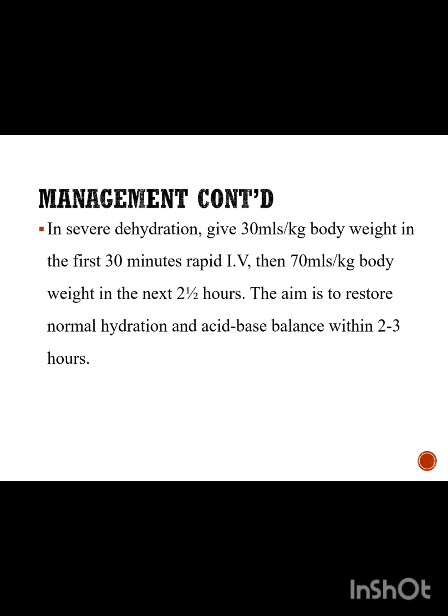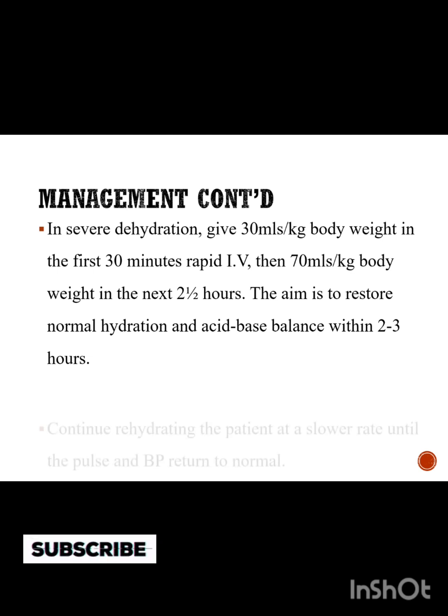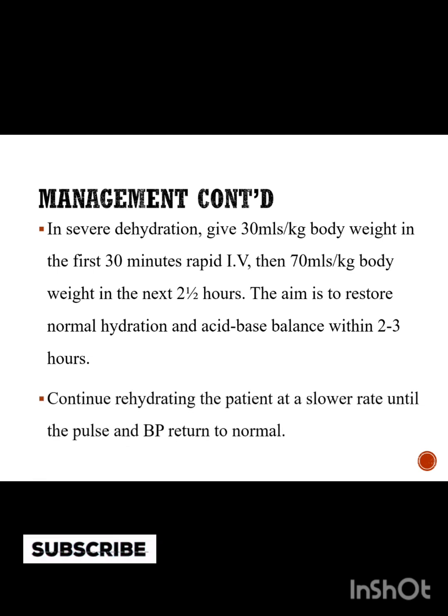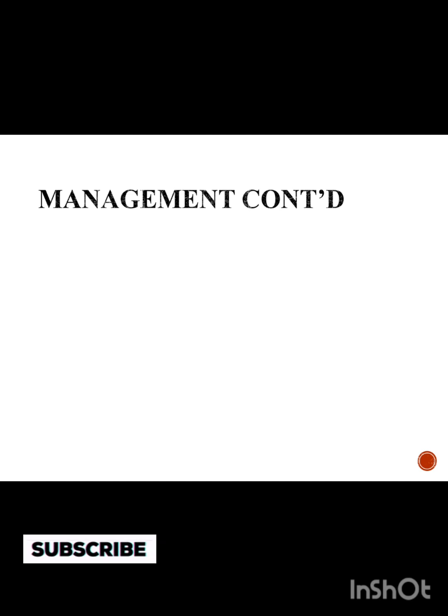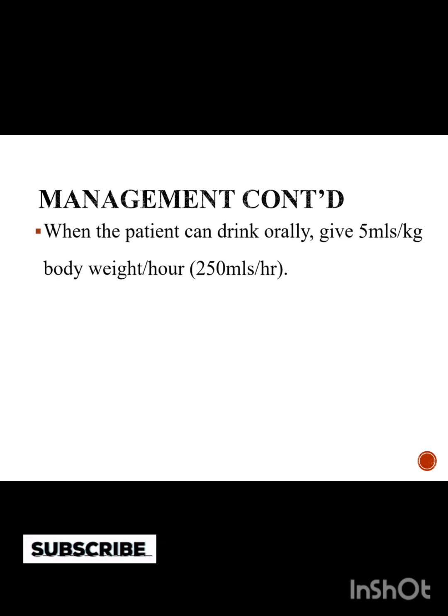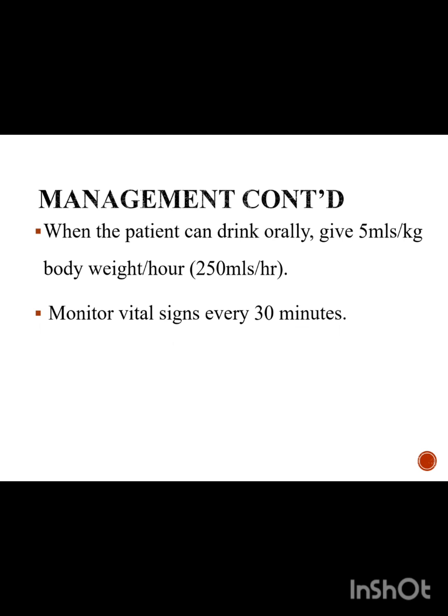You give 30 ml per kg body weight in the first 30 minutes, IV. Then you continue with 70 ml per kg after that in 2 hours, and so on. You continue rehydrating while checking the BP and the pulse to see if they get back to normal. After that, the patient can also drink other fluids, 5 ml per kg as tolerated. If they are able to tolerate within the hour, they can also take orally. Then monitor vitals every 30 minutes.